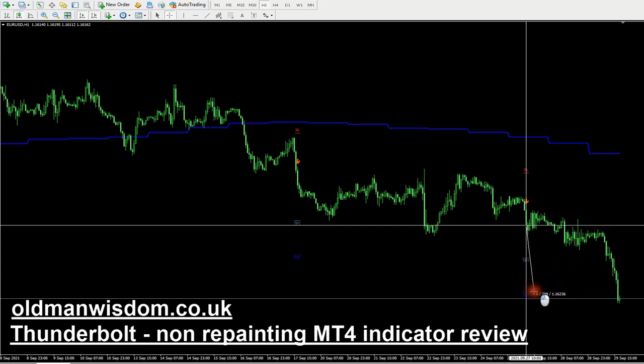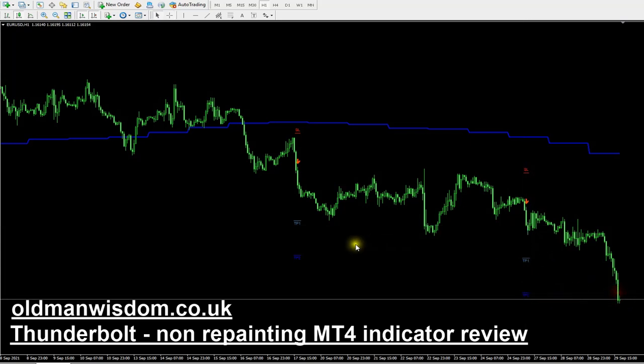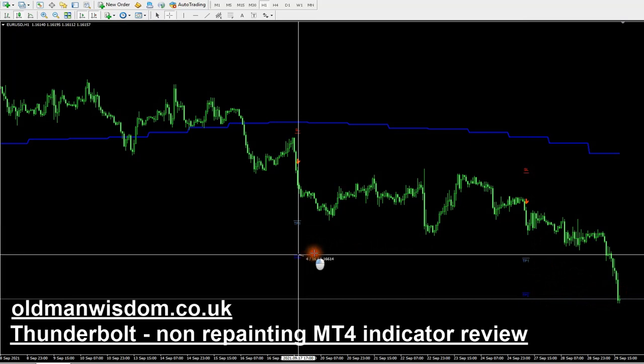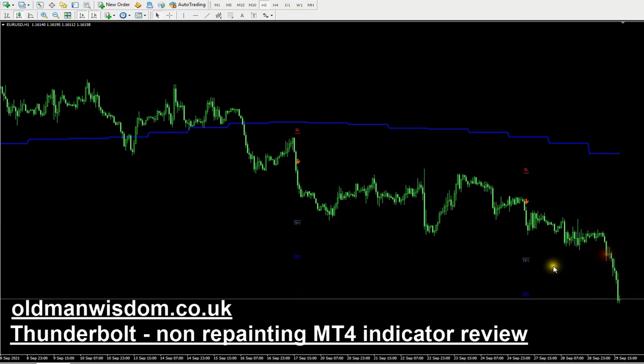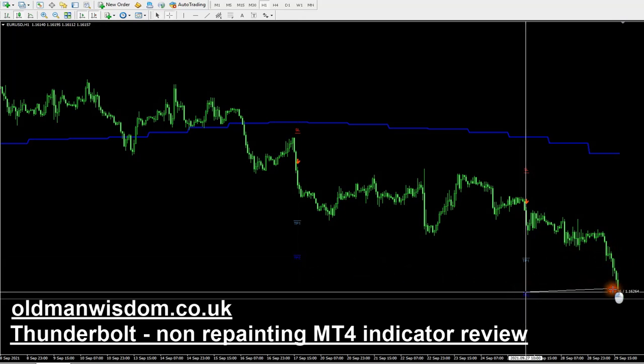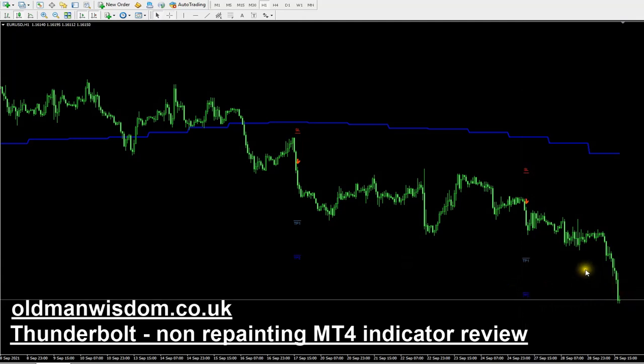Your TP2 would be your ideal take profit. And in both of these trades, TP2 was hit. This one was hit right down here, and this one was hit recently down here. So it's a good little indicator. It gives you a stop loss. It gives you a take profit 1 and 2.